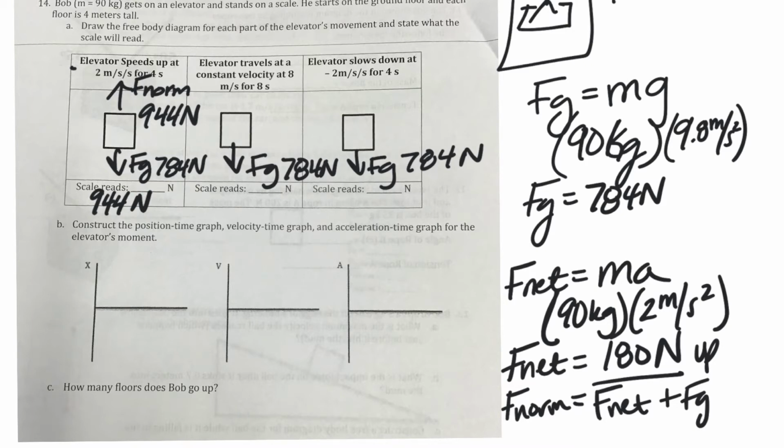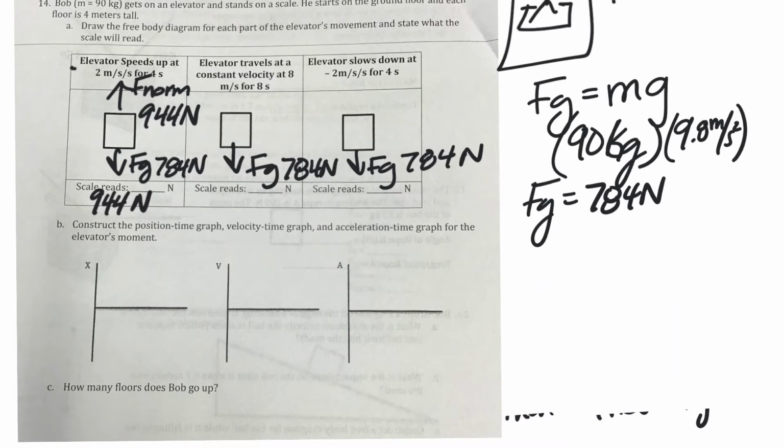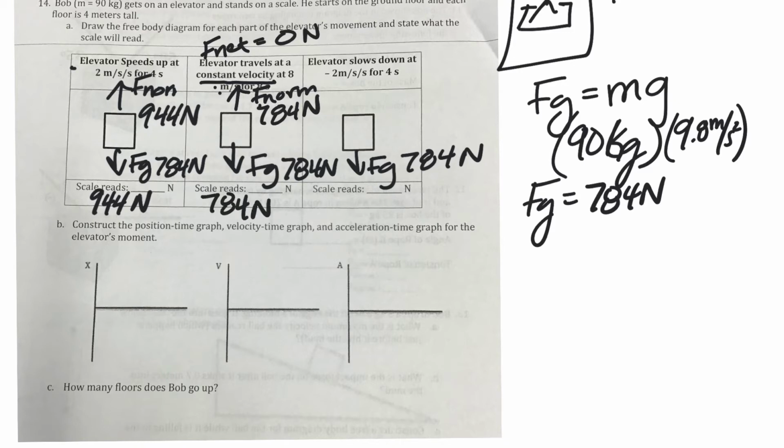Now moving to the next one, it's the same idea, but this time our elevator is moving at constant velocity. When we see constant velocity, it means our net force is 0 newtons. So that means our normal force needs to be the same as our force of gravity. So this is going to be 784 newtons. Then our scale reads the normal force, which is going to be 784 newtons.